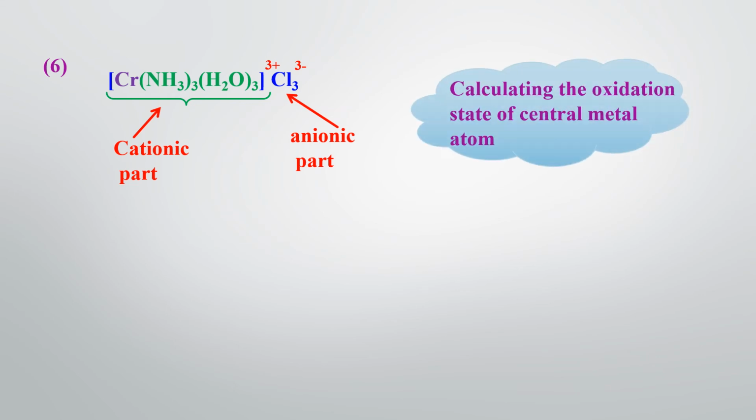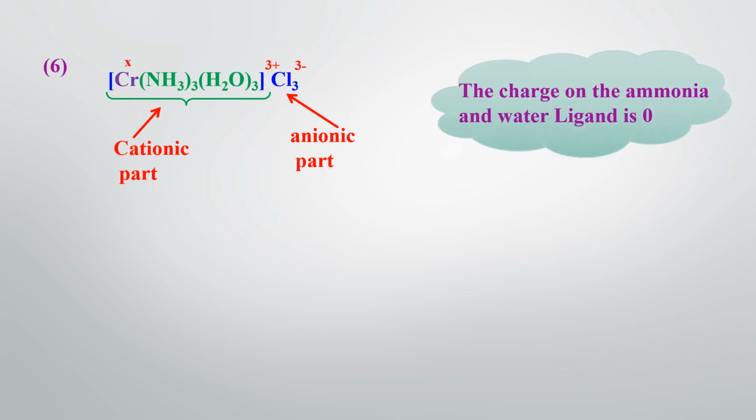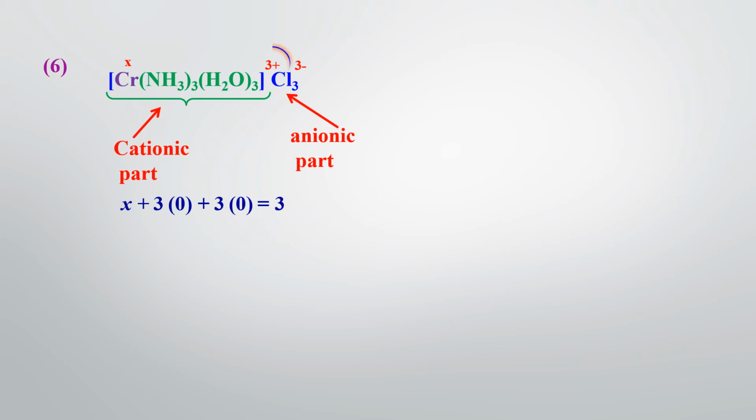Now first the oxidation state. Here chromium we will consider as X. Ammonia is a neutral ligand, 0, and water is also a neutral ligand, 0. So 3 into 0 plus 3 into 0, and the coordination sphere is getting a plus 3 charge, so you have to equate to plus 3. At that time you are not considering the counter ions. Counter ions you are removing and you are calculating the oxidation state. So here you are getting X is equal to 3. Then here chromium plus 3 oxidation state is there.